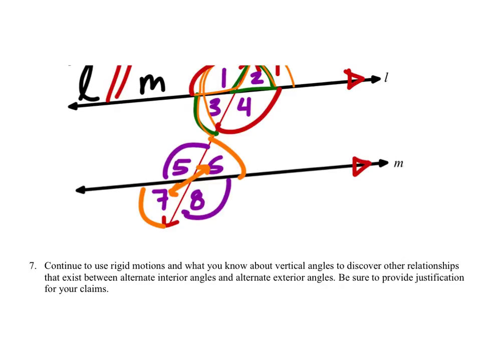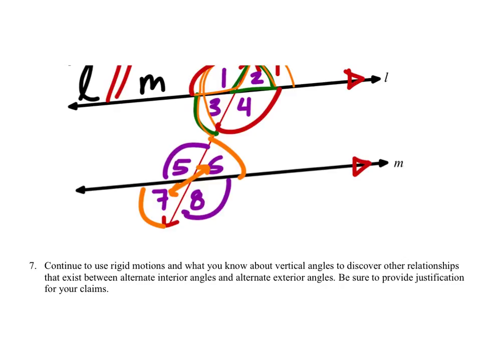Continue to use rigid motions and what you know about vertical angles to discover other relationships that exist between alternate interior angles and alternate exterior angles. Be sure to provide justification for your claims. Let us proceed. All right.